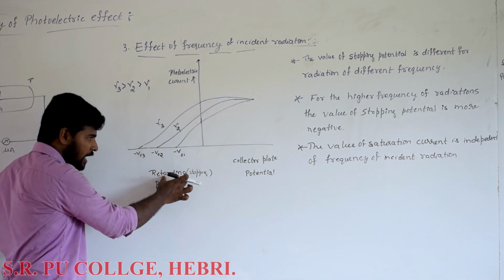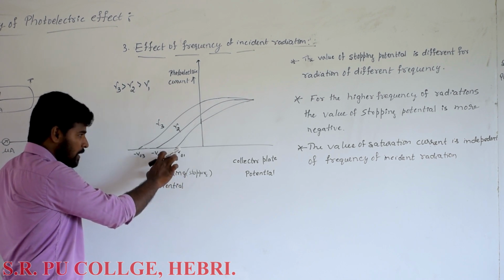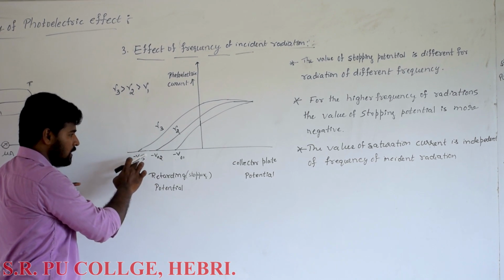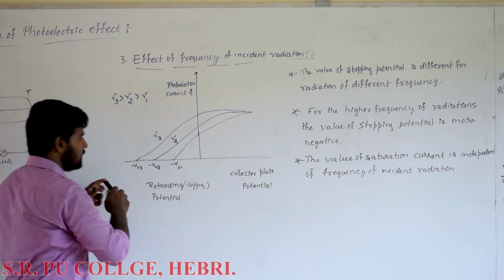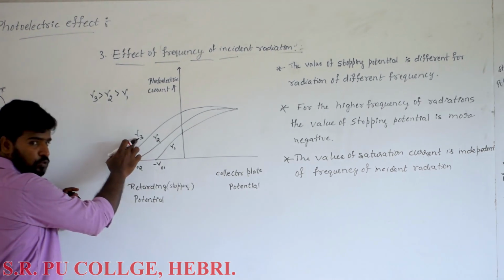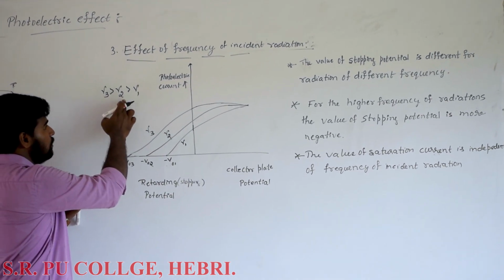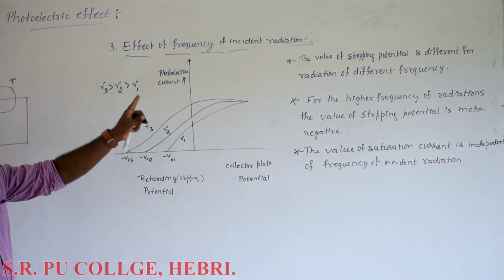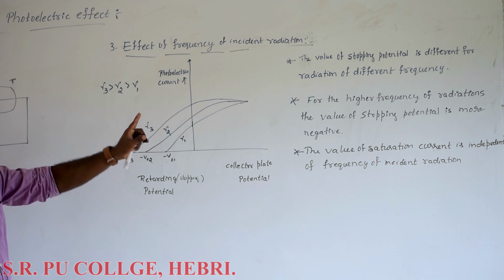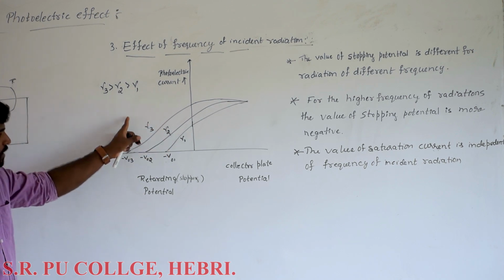The stopping potential or retarding potential is expressed by minus V01, minus V02, minus V03 for the frequencies mu1, mu2 and mu3. Mu3 is greater than mu2, which is greater than mu1. Therefore, the value of stopping potential is different for radiations of different frequencies. That is the first observation.